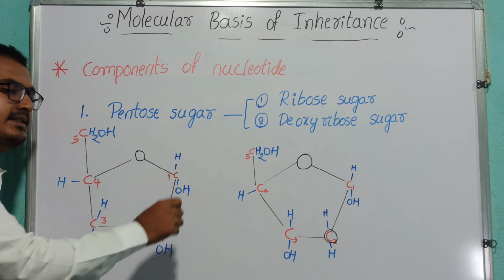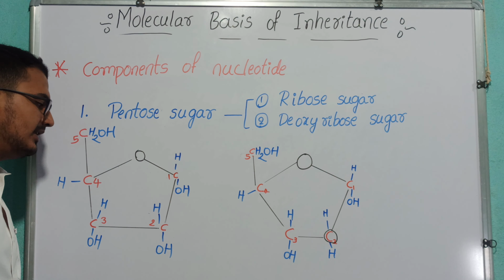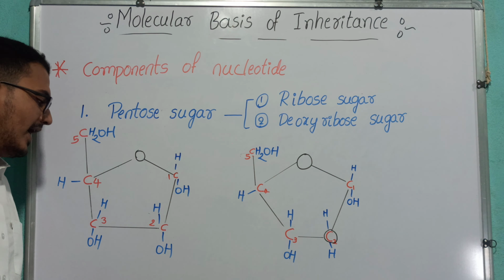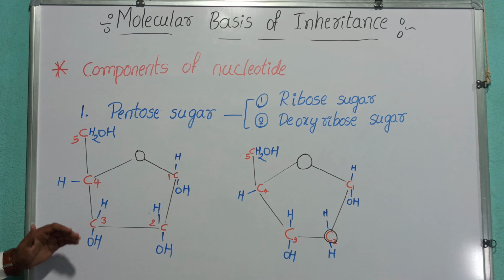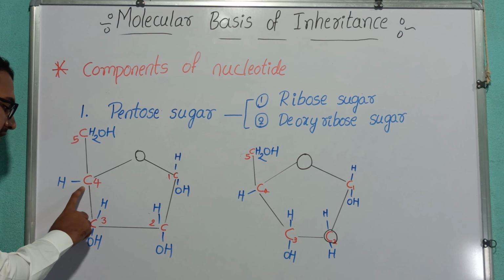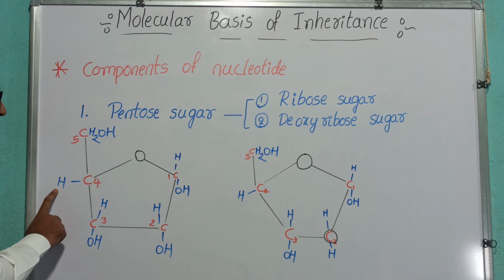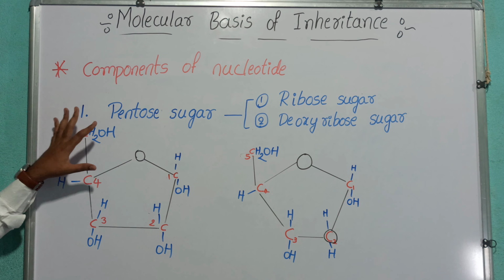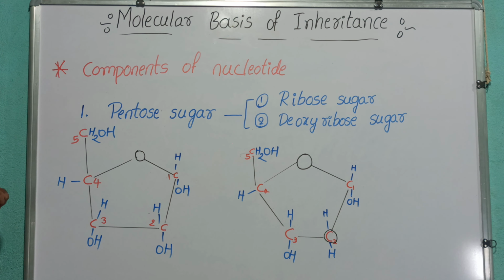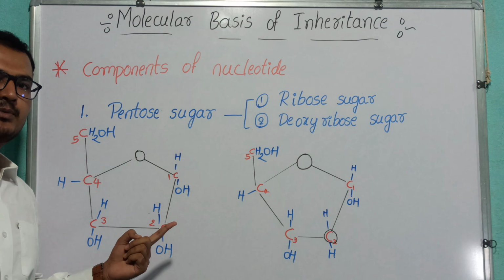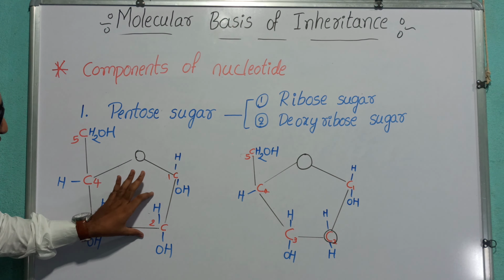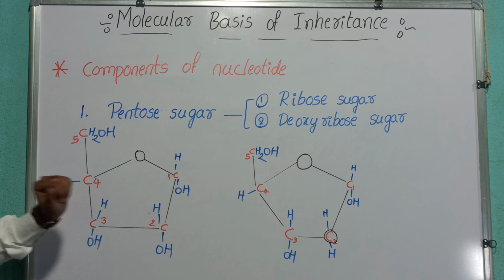Carbon number 1 is attached to hydrogen and hydroxyl group. Similarly, carbon number 2 is also attached to hydrogen and hydroxyl group. Same in the case of carbon 3 also. In the case of carbon number 4, a hydrogen group is attached, and in the case of carbon number 5, a CH2OH group is present. The main difference between ribose sugar and deoxyribose sugar is at the position that is carbon number 2.